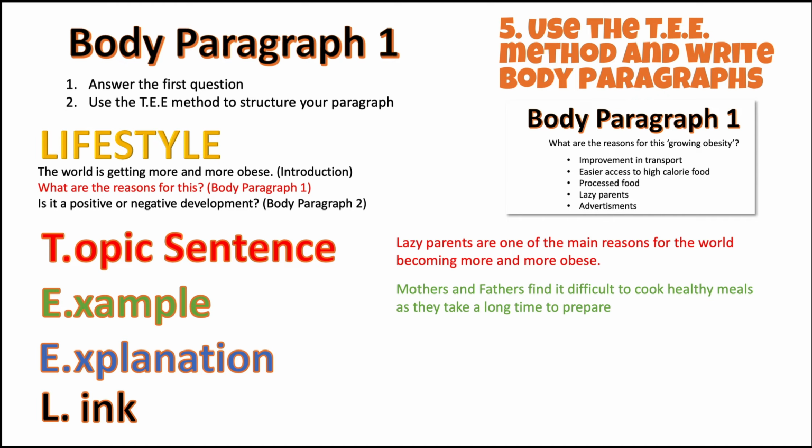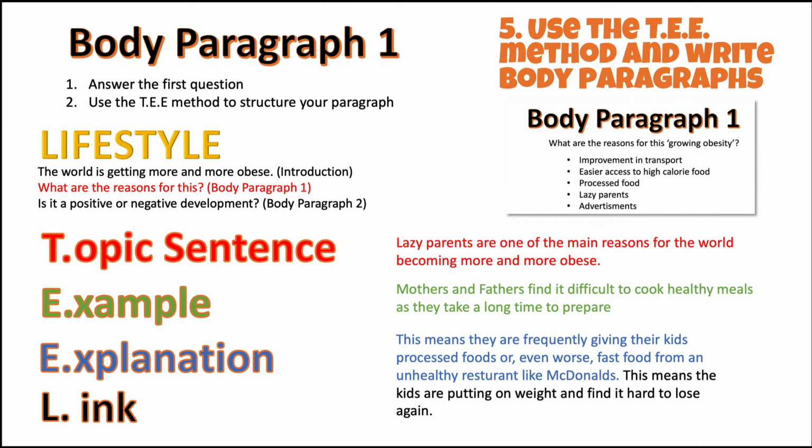So we need to explain how the example backs up the topic sentence. This means they are frequently giving their kids processed foods or, even worse, fast food from an unhealthy restaurant like McDonald's. And then we also add a link. This means the kids are putting on weight and find it hard to lose again. You can see how it's color-coded. This is how you build a paragraph.